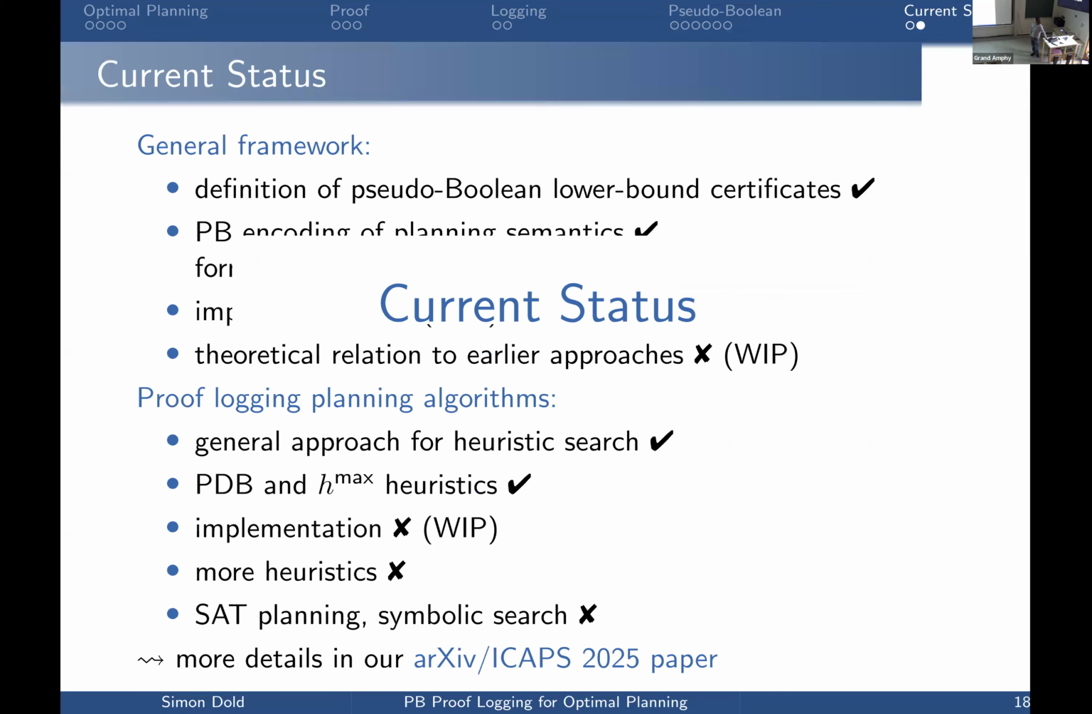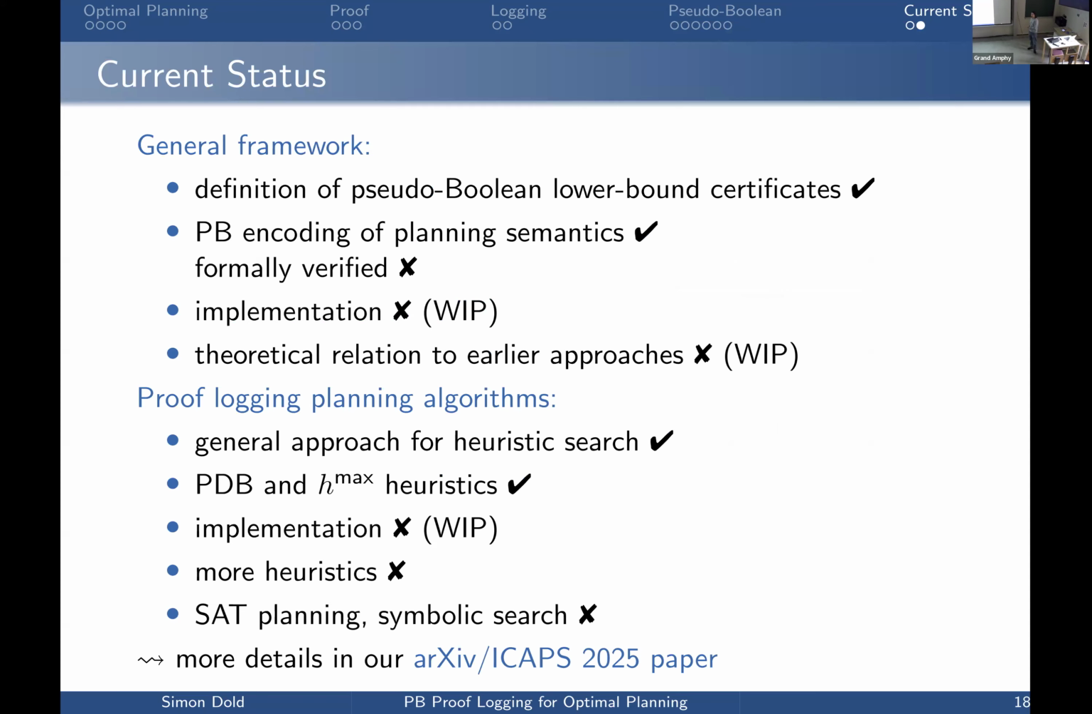And now, what do we have so far? We have from the general framework the definition of a Pseudo-Boolean lower bound certificate and a Pseudo-Boolean encoding of the planning semantics. We are not done with the implementation, but we are working on it, and afterwards we would like to formally verify that. We are also working on theoretical relations to earlier approaches.